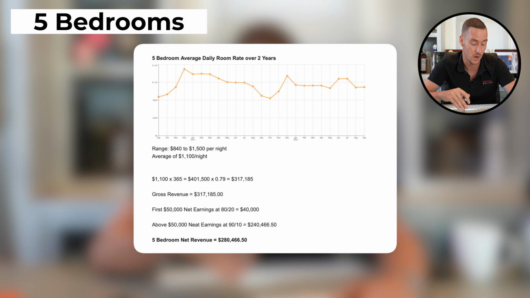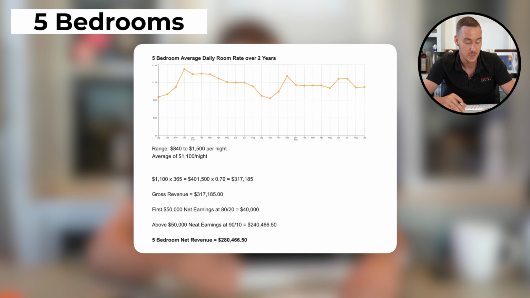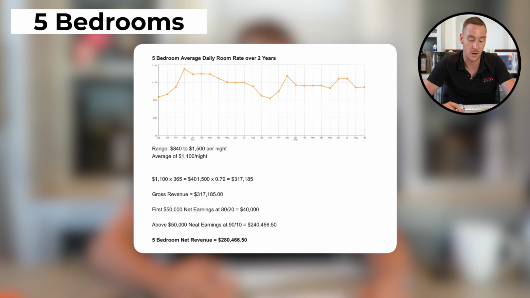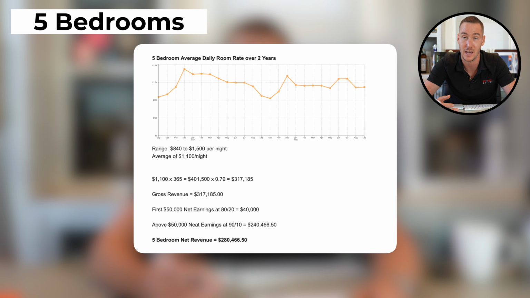So we look at our overall occupancy over the 3-year span for a 64% occupancy. We take 2022, we get a 79% occupancy. So like we discussed, those numbers are getting higher. And then our range of $840 to $1,500 a night on your ADR, and we average that out. When all of that is done and we take away the property management, you're left with $280,466.50. So you see now the variance is really going up when you get into these higher bedroom counts.